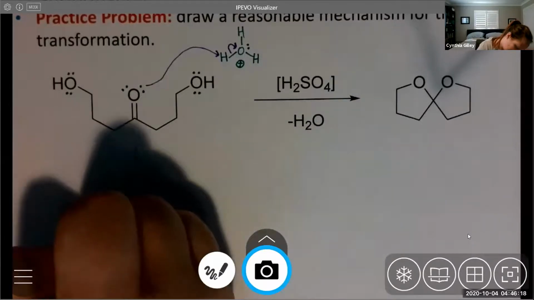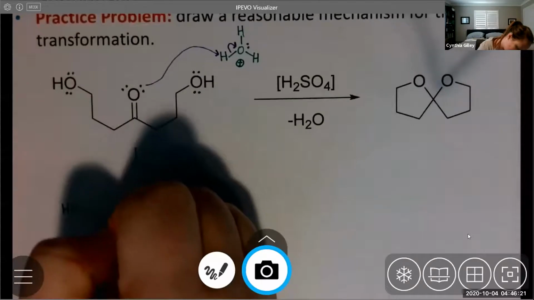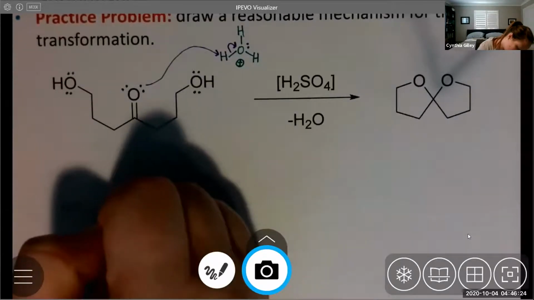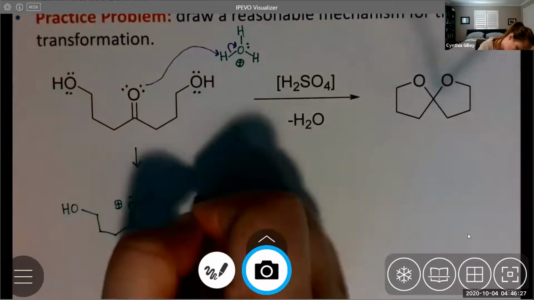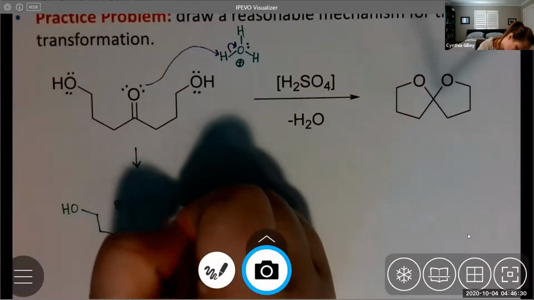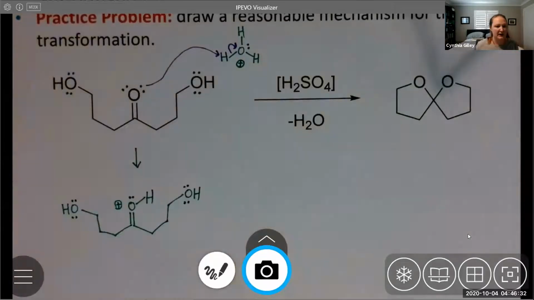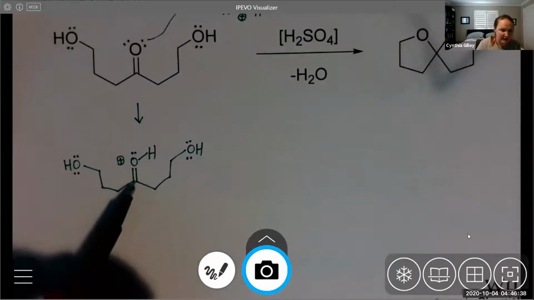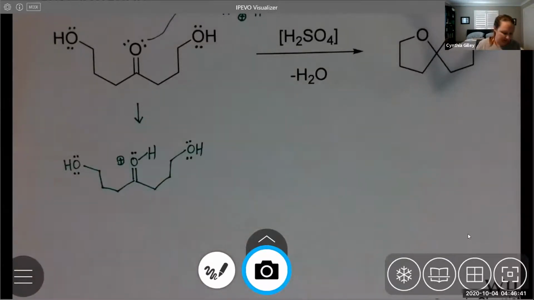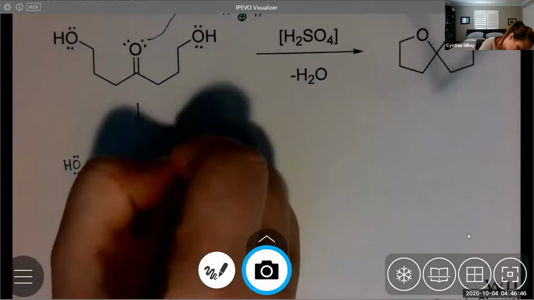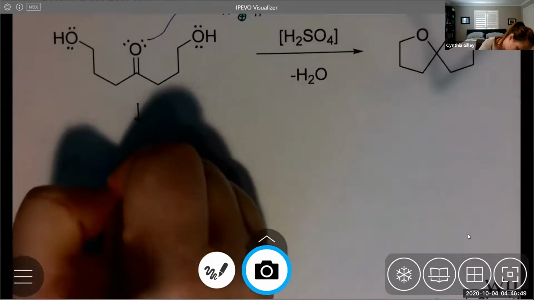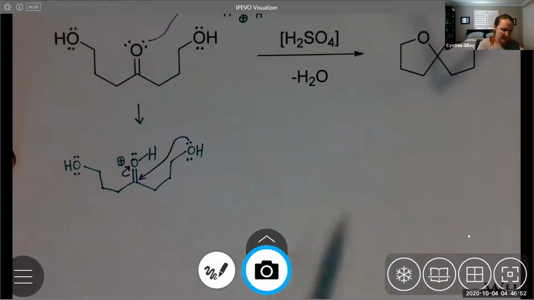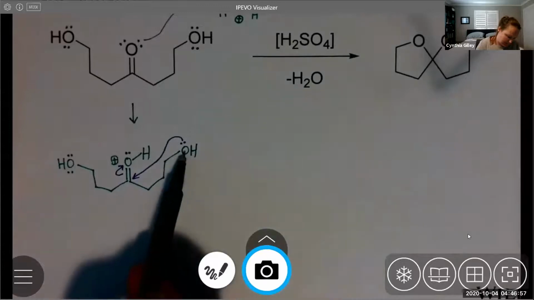So remember, under acidic conditions, we should protonate the carbonyl. Don't forget all those lone pairs. Okay, so now this carbon is very electrophilic, right? And we can do a nucleophilic attack using one of the lone pairs on our oxygen. Right, this is probably going to give you an idea of the size of ring you should form. It's going to be forming a 5-membered ring. 1, 2, 3, 4, 5.